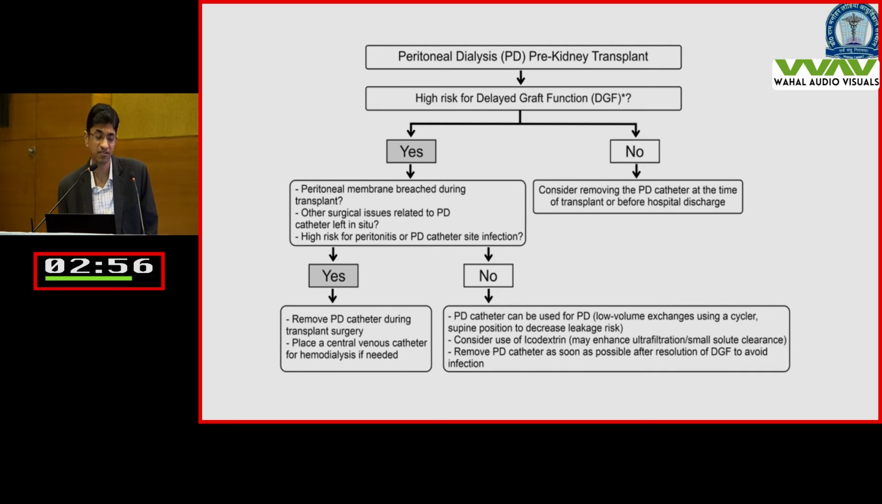But if there is a risk, you need to assess whether the peritoneal membrane was breached during transplant, or whether there were other surgical issues related to the PD catheter being left in situ, or a high risk of peritonitis or PD catheter site infection. If any of these factors is there, then it's best to remove the PD catheter then and there itself. If not, then you can keep the PD catheter in situ and use it in case you require dialysis.